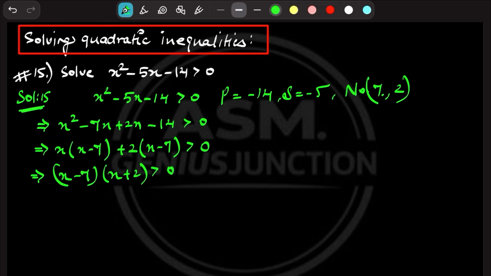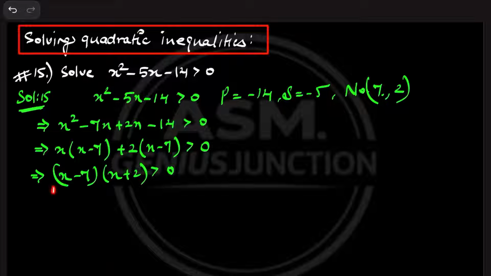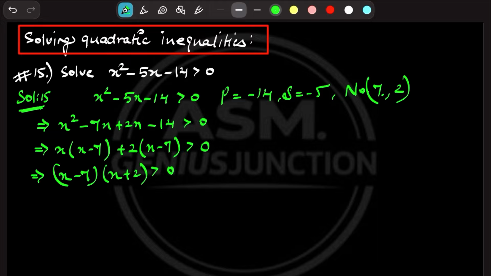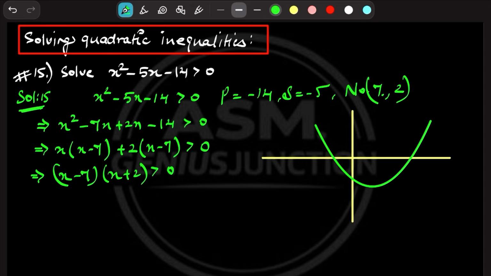Now, we need a very basic concept after this particular step. We have two factors multiplied together and our answer is going to be greater than 0. This is possible only if both are positive, or if both of them are negative. So according to this situation, if I plot the graph of this particular function, then our graph is going to appear like this with its two roots as minus 2 and plus 7.